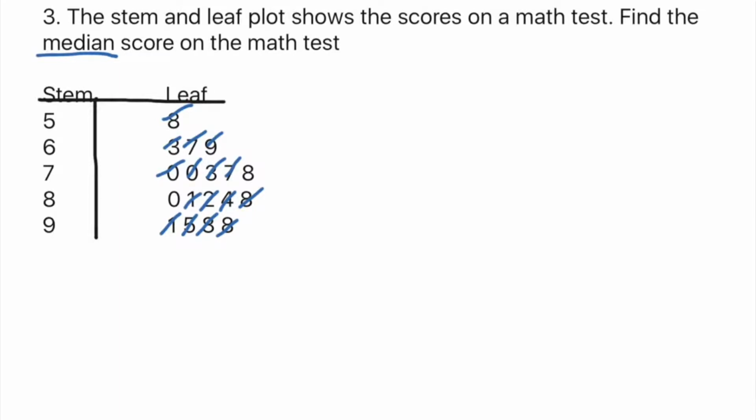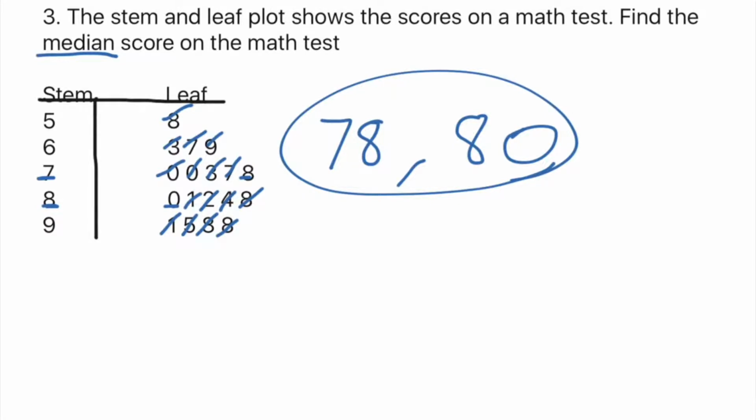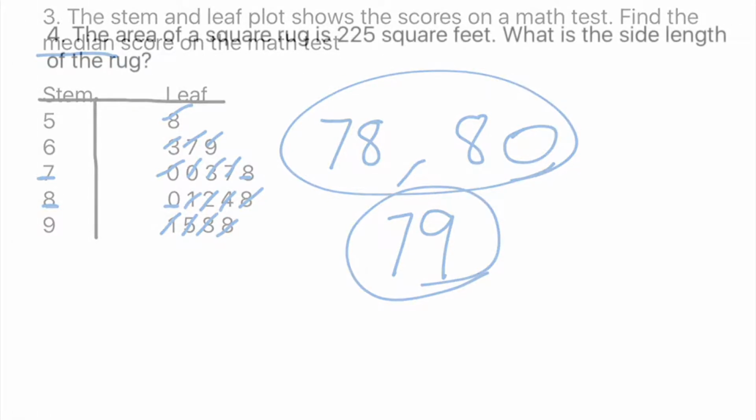And notice there are 2 numbers left. We have 78. So remember, this is your tens and this is your ones. And then we have 80. So when you have 2 middle numbers, you have to find the average of these 2 numbers. Sometimes it might be a little difficult to figure out what it is, so you have to add them together and then divide by 2. This one is pretty easy to see. The middle number is 79, so that's your median.